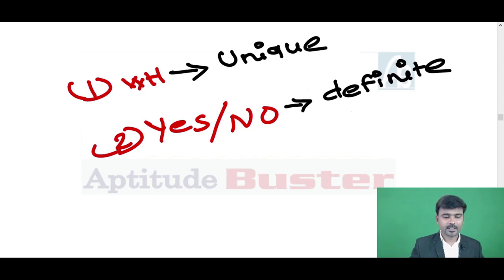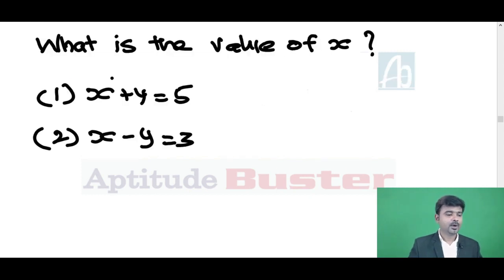Okay. First, consider the first question. What's the value of x? Read the first statement. x plus y is equal to 5. It's a WH question, right? WH type. Can you find out the unique value of x? No. The first statement alone is not sufficient.